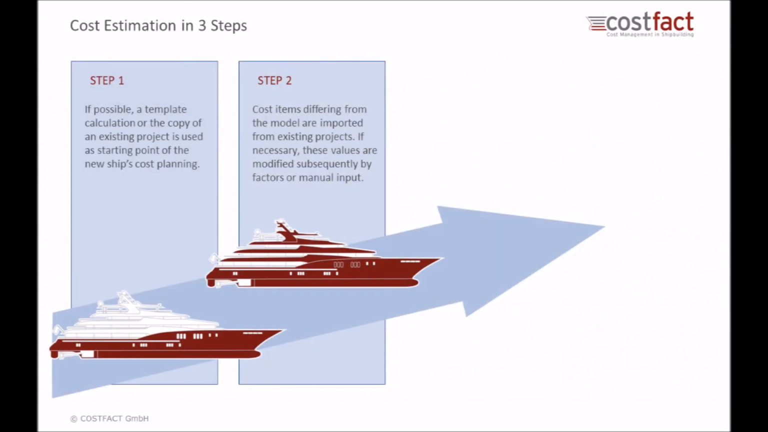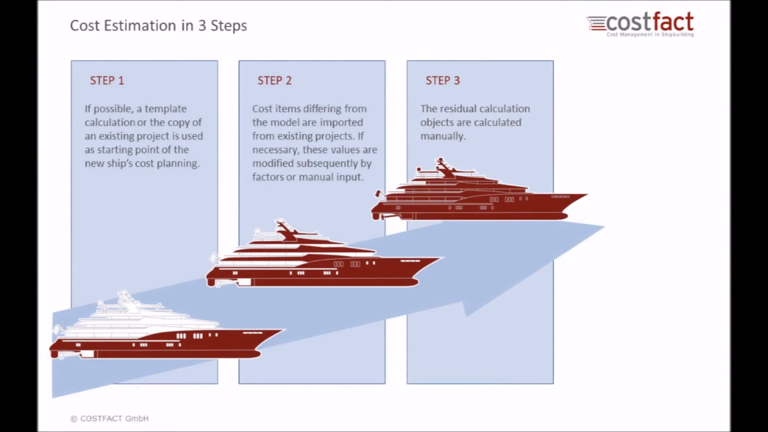Usually, not all parts of the previous calculation will match the new design completely. Therefore, in the second step, the user can browse other previously calculated vessels and search for specific subsystems with sufficient similarities. These project parts can then be imported into the current project together with their components and cost data. In the last step, the user calculates manually the remaining cost items without equivalents in existing projects. Because of the foregoing imports, this step has to be carried out only for a much reduced number of objects.